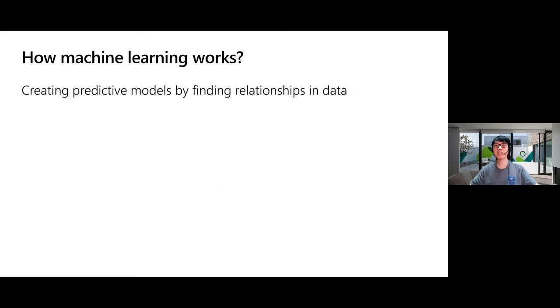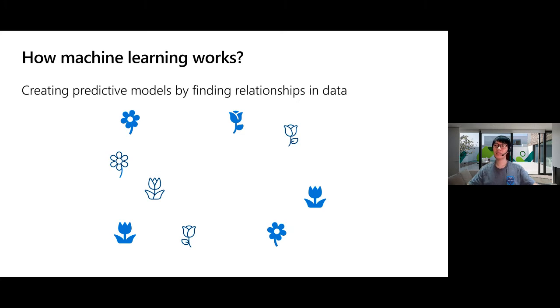So, how does machine learning work? Machine learning is a technique we can use to create predictive models based on relationships in data. So what does this mean? Well, let's look at an example. Suppose a botanist collects some samples of flowers. Each sample has some features, such as measurements of the petal, stem, and other details, and the botanist can provide a label for the flower using the species name.